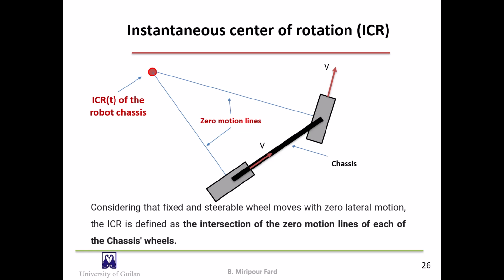If we consider pure rolling of wheels with no side skidding, each wheel has a zero motion line through its horizontal axis, perpendicular to the wheel plane. At any moment, wheel motion through this line must be zero. So the wheel must be moving along some circle of radius r such that the center of the circle is on the zero motion line.